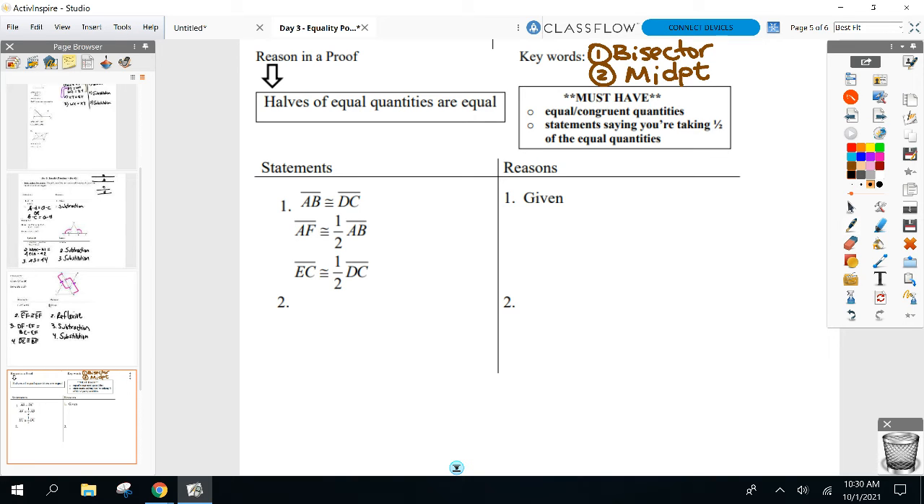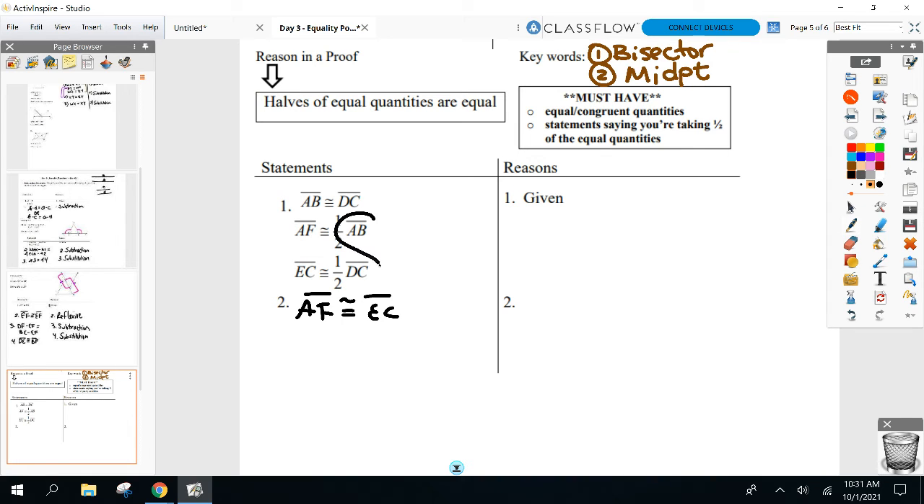Okay, ready? I don't need a diagram for this example here. What do you know about AB and DC? They're congruent. They're equal to each other. What am I doing to AB? I'm cutting it in half, right? That's what half AB means. And what am I doing to the other one, DC? Cut it in half. So what should I know about AF and EC then, if I'm taking 2 equals and cutting them in half? Nick, what should I write in statement 2 then? What's true? AF is congruent to EC. And my reason is my new reason here, which says halves.